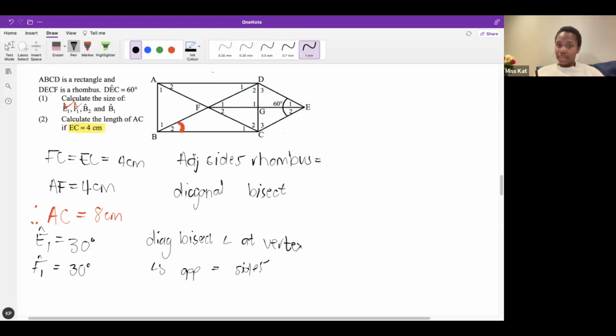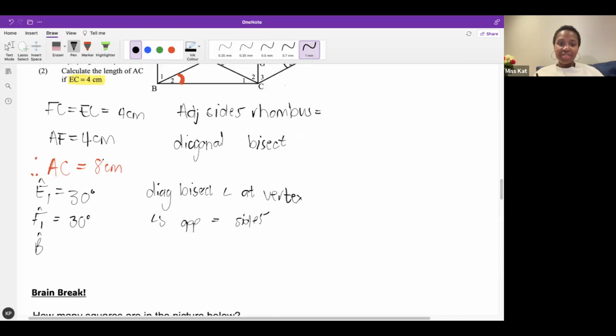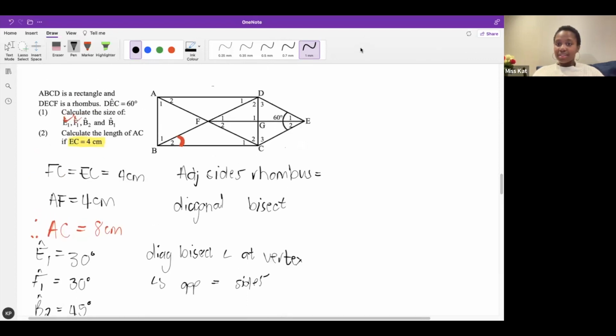Ma'am, the whole of angle B is 90 degrees, ma'am. Yes, it is, because it's a rectangle, as it clearly stated in the beginning of the question. So then B2 is how much? Should be 45, ma'am. Thank you. There we go, guys. Okay, and then we have B1, which you guys have now inferred.